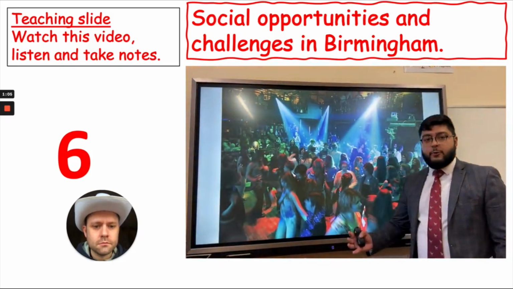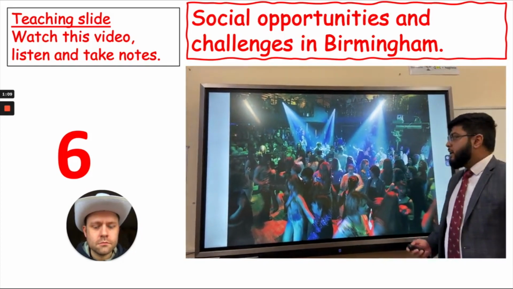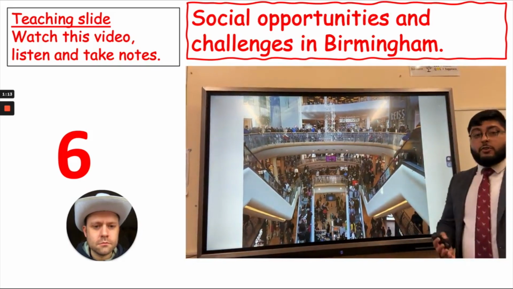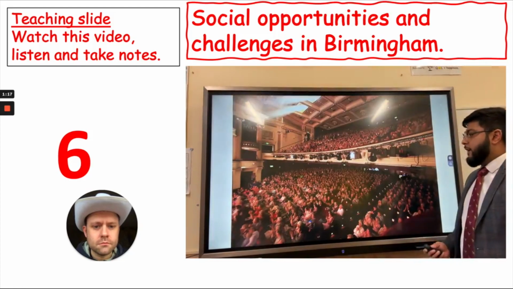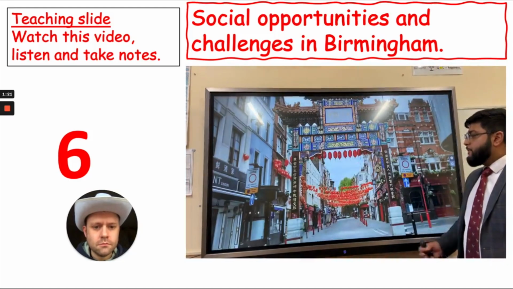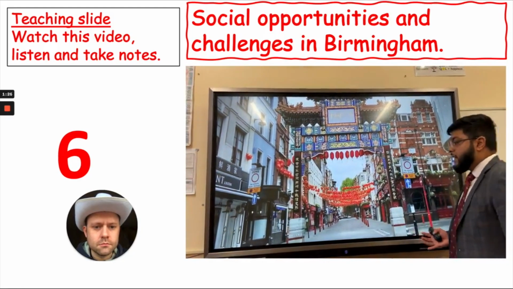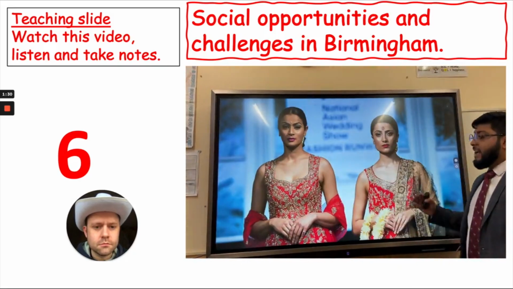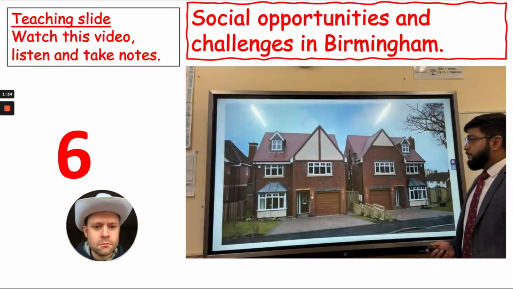Birmingham has a really youthful population with lots of bars and nightclubs, particularly on Broad Street. And also, another social opportunity: lots of people go to the Bullring Shopping Centre, 750,000 people visit that shopping centre every week. Also the busiest theatre in the UK, the Birmingham Hippodrome. And another cultural opportunity, or an opportunity for people to experience culture, is Chinatown. Lots of Chinese food shops, restaurants and karaoke bars. The Asian Wedding Show, so every year Birmingham hosts Europe's largest Asian wedding show.